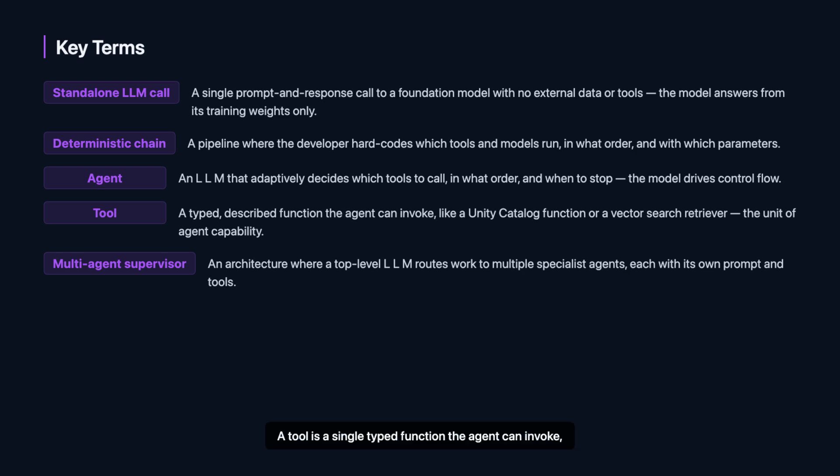A tool is a single-typed function the agent can invoke, like a Unity catalog function or a retriever, and a multi-agent supervisor is one LLM routing work to several specialist agents underneath it. Keep these straight, because the rest of the video is about choosing between them.